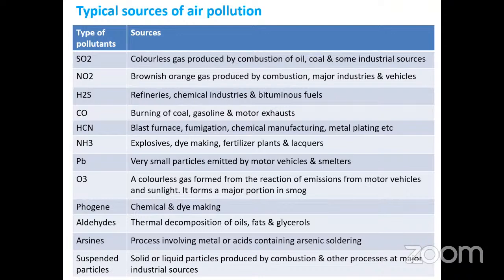Ozone is a colorless gas formed from the reaction of emissions from motor vehicles and sunlight. I told you that the photochemical reaction taking place in the atmosphere forms smog, which is a secondary pollutant. Smog contains a group of secondary pollutants: sulfuric acid, formaldehyde, and peroxyacetyl nitrate, collectively called PAN, and also ozone. These are all secondary pollutants lying in the atmosphere. One among them is ozone, which is formed in the atmosphere by photochemical reaction.